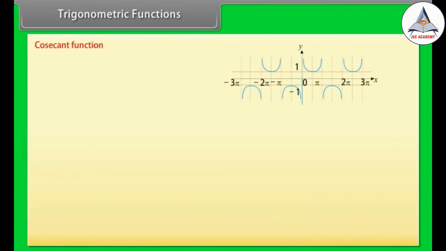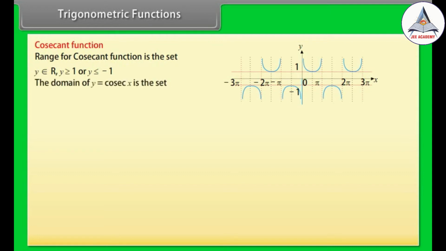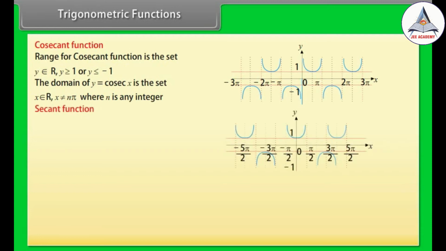Cosecant function. Range for cosecant function is the set y belongs to real numbers, y greater than or equal to 1 or y less than or equal to -1. The domain of y equal to cosec x is the set x belongs to real numbers, x not equal to n pi, where n is any integer. Secant function. Range for secant function is the set.